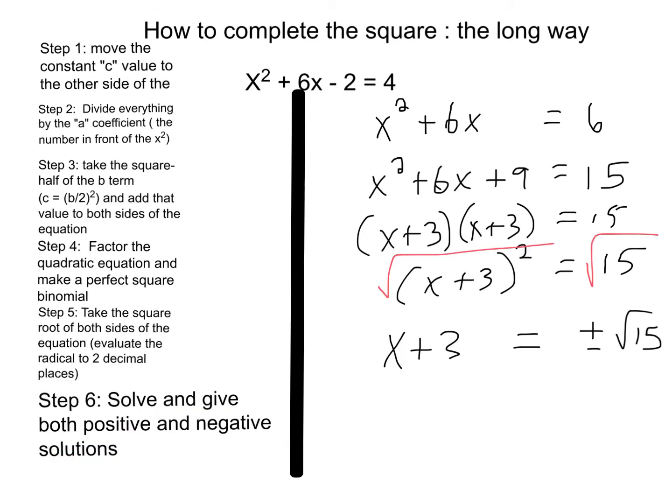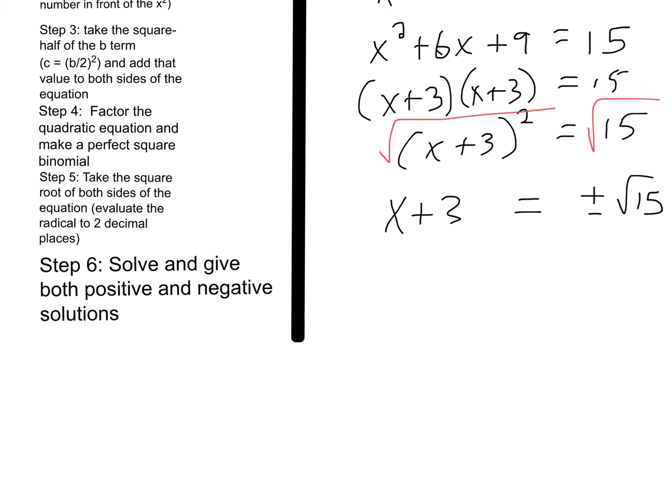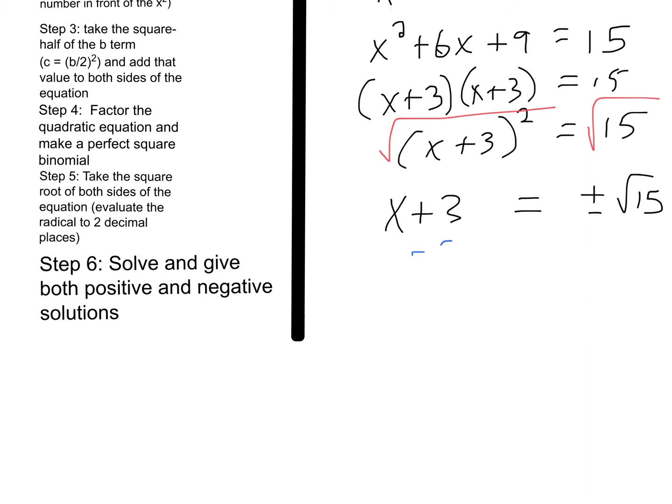And now, last step, solve the equation. Try to get your plus or minuses. I need a little more room here, so let me scooch this. So I'm going to minus the 3. X equals negative 3 plus or minus rad 15.